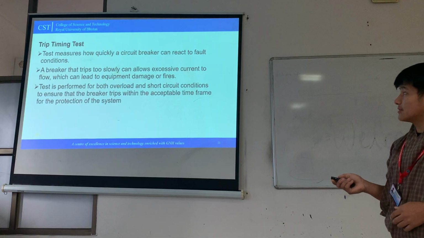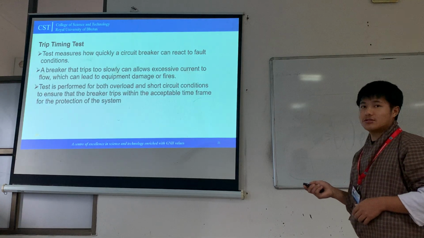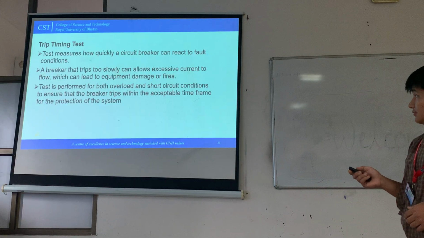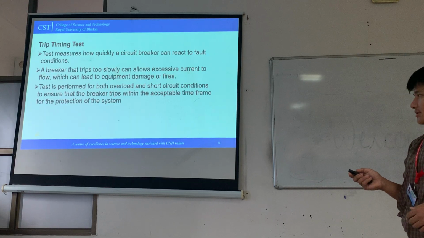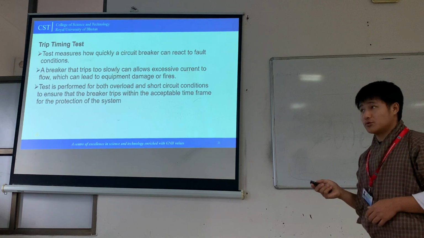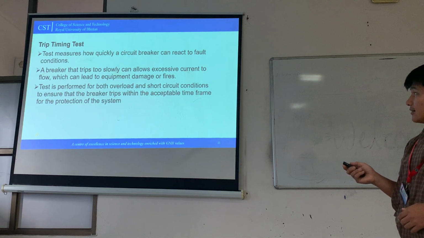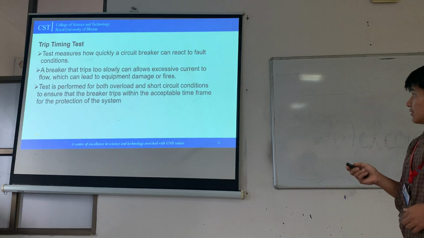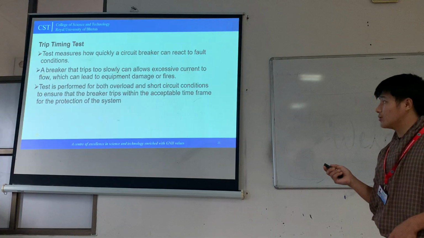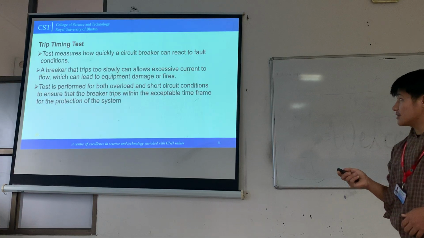Next is the trip timing test. This is to see how quickly our circuit breaker can react to the fault condition. You know that a circuit breaker has to trip very fast and respond to a fault. If it trips too slowly, then it will allow fault current to flow, which can lead to equipment damage or fires.